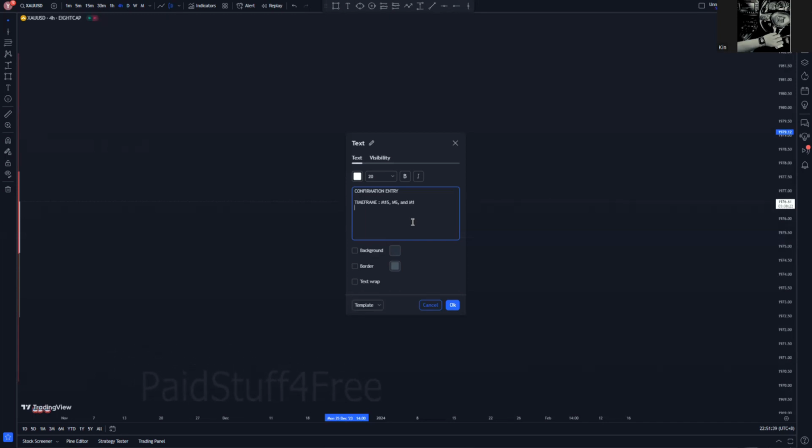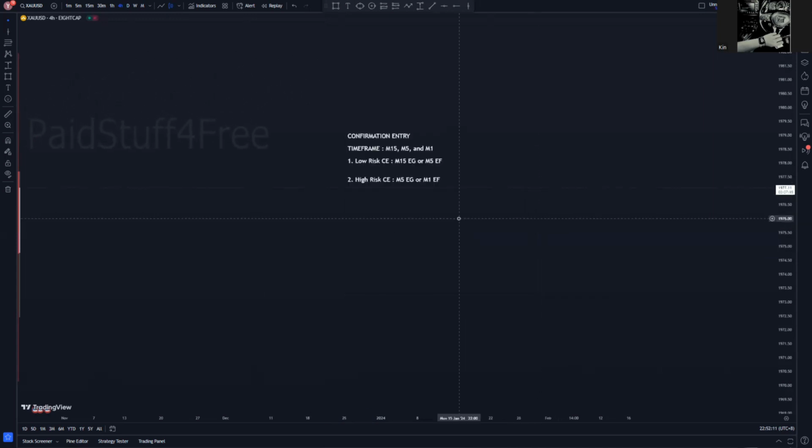We have two types of confirmation entry. The first one is the low risk CE, which is M15 EG or M5 EF. The second one is the high risk confirmation entry, which is M5 EG or M1 EF.